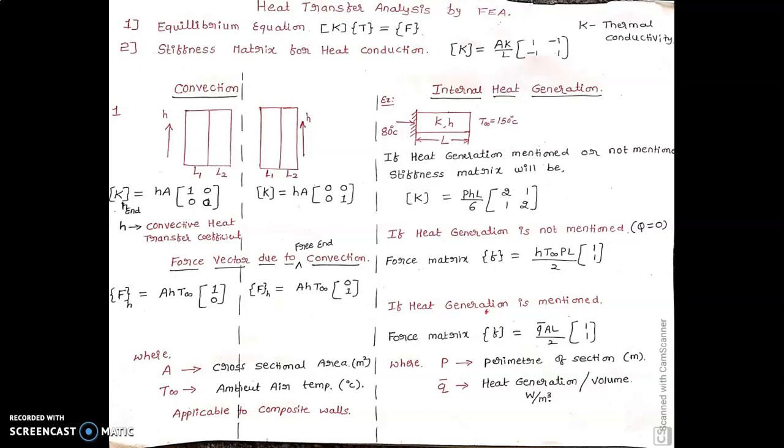So in this lecture we shall discuss the list of formulas in heat transfer analysis by finite element analysis. In the previous lectures we have seen the important derivations for heat transfer like 1D heat conduction, stiffness matrix for conduction, FE formulation of heat transfer, and 1D heat conduction, stiffness matrix for convection as well as internal heat generation.